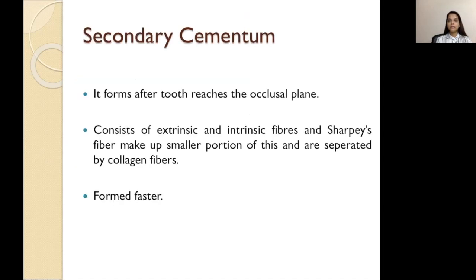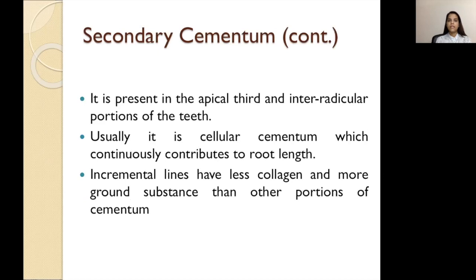The secondary cementum forms after the tooth reaches the occlusal plane, and it consists of extrinsic and intrinsic fibers. Sharpey's fibers make a small portion of this and are separated by collagen fibers. This cementum is formed faster. It is present in the apical third and interradicular portion of the teeth. Usually, it is cellular cementum, which continuously contributes to the root length.